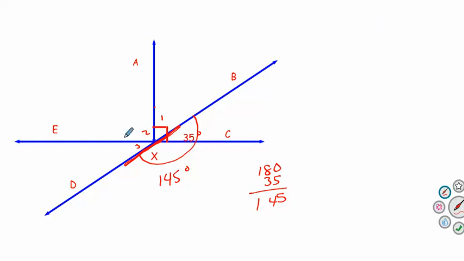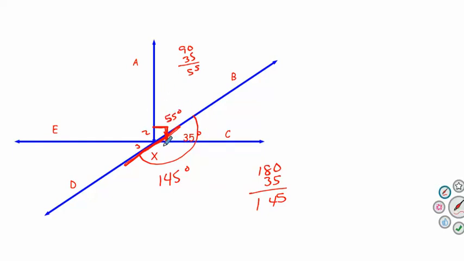All right, so here's what I know now. I can see that this is a complementary angle here. That means that these two angles together, this one and this one, have to add up to 90 degrees. So 90 minus my 35. So that means this has to be 55 degrees. So angle 1 here is 55 degrees.